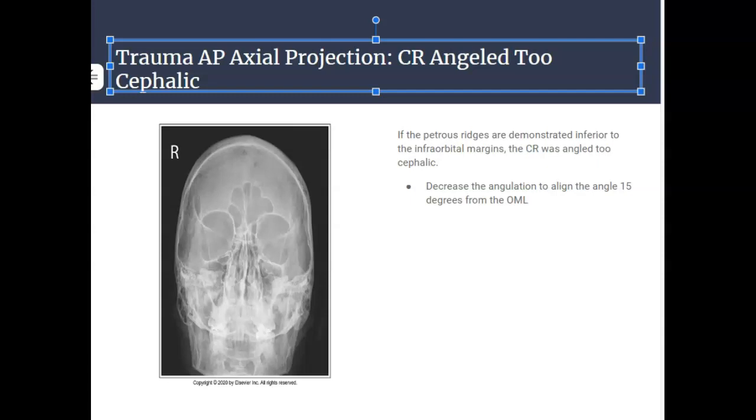In order to correct this, we need to decrease the angle until we have a 15-degree angle and ensure that the OML is still perpendicular with your IR. You may have to adjust the patient as well, just depending on how you have them in their trauma bed.